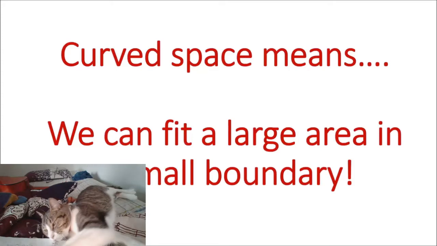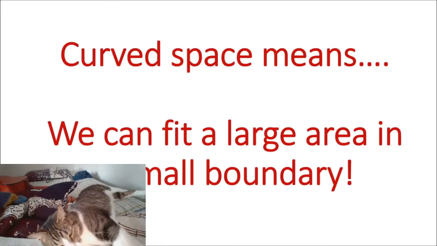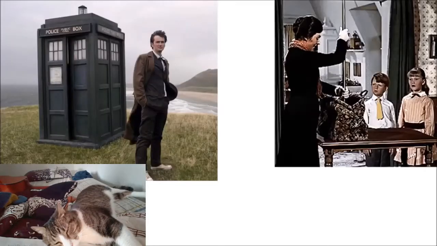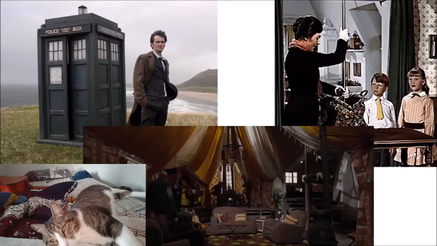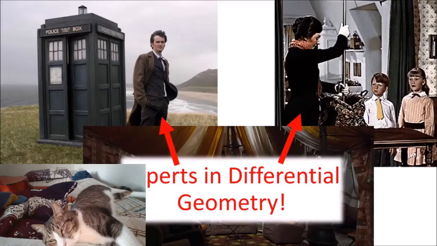So through the power of curved space and the Ricci scalar, we can fit a lot more space inside a tiny boundary. And this is a phenomenon we often see in science fiction and fantasy. If we think about the TARDIS from Doctor Who, or Mary Poppins' magic bag, or that tent from Harry Potter, all of these things are bigger on the inside. And that's because all these characters are experts in differential geometry, and they know the power of curved space and the Ricci scalar.